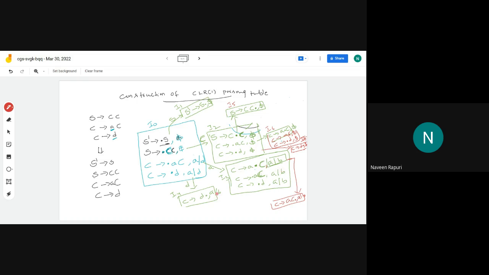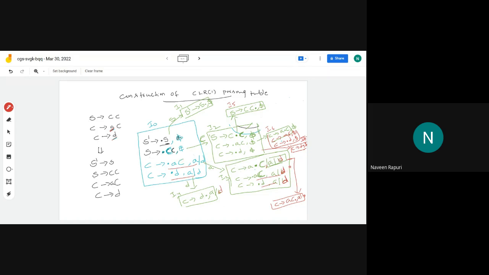Coming to this one, C derives dot A C comma A by... sorry sir, it is not A by B, it is A by D. There is no B symbol, only D is there. Sorry, this is D. So this is the same as this one.